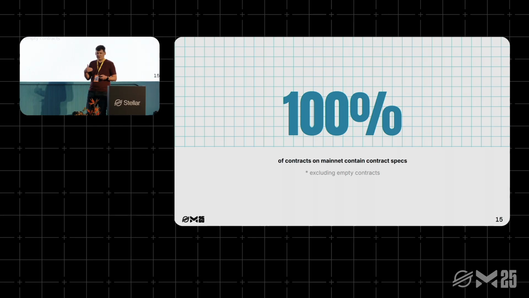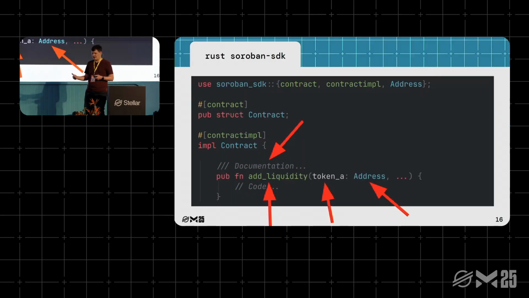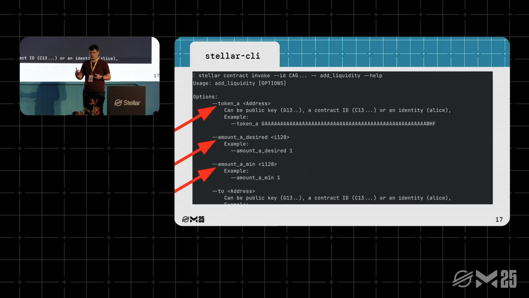Let's have a look at how this practically benefits developers today. Imagine I'm building my contract. I'm using the Rust Soroban SDK. I write a contract function called addLiquidity with its parameters and its documentation. I build, I deploy it, and I open up the terminal with the plan to invoke it.